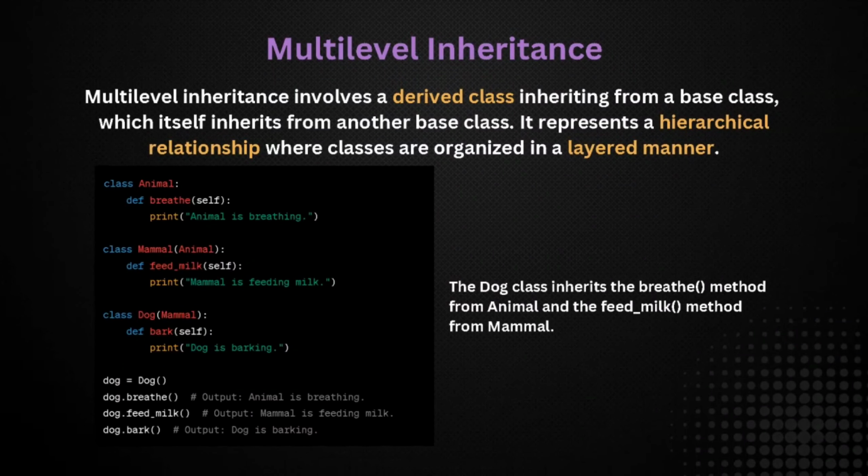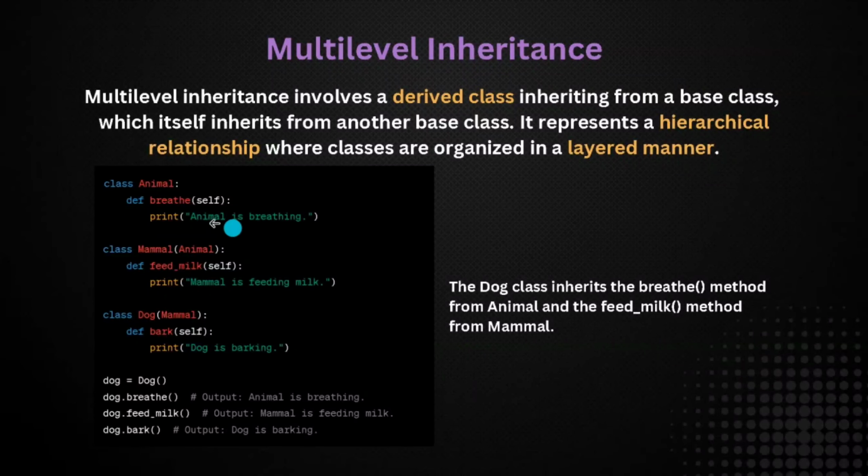So this involves a derived class inheriting from a base class which itself inherits from another base class. So basically it is representing a hierarchical relationship where classes are organized in a layered manner. And from this you can actually see that inheritance is transitive in nature.